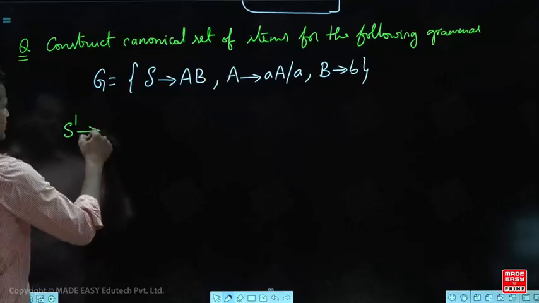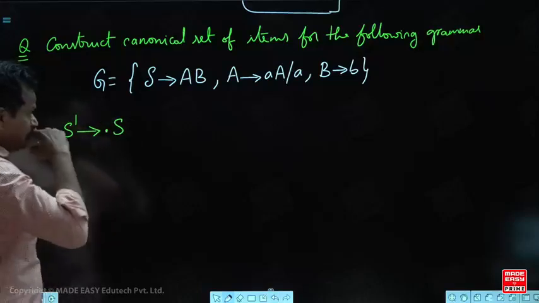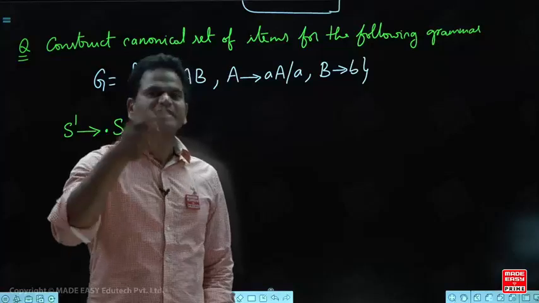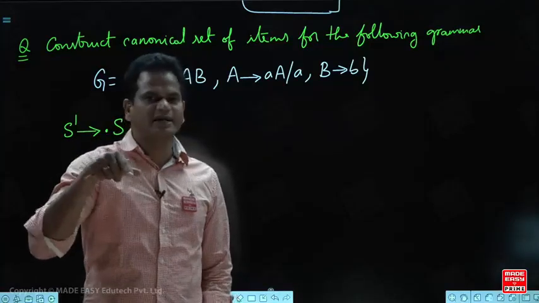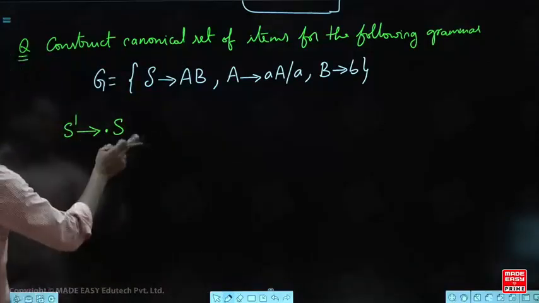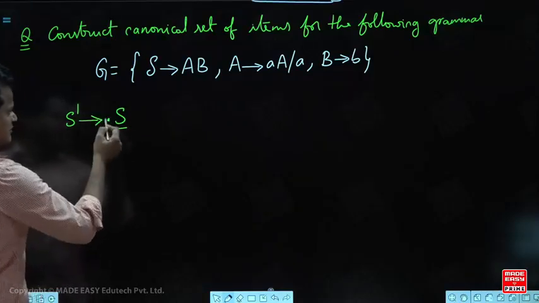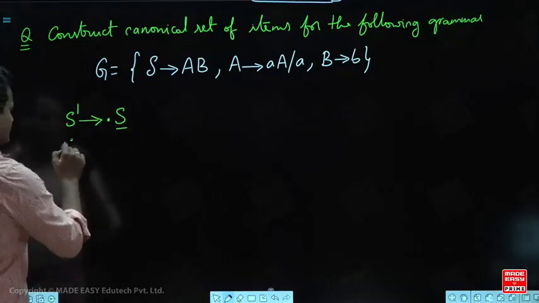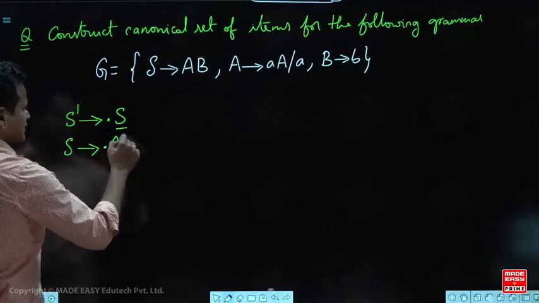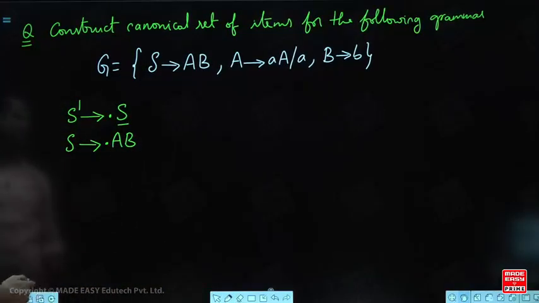initially, you remember we add S dash derives dot S. Whatever the grammar is, whatever the start symbol, you just take that start symbol and add S dash. If E is the start symbol, you add E dash. E dash derives E, S dash derives S, like that. So S dash derives dot S, and the dot is before S, which is a non-terminal. So because the shift symbol is a non-terminal, we must add every production of this non-terminal S. That is the reason I have added the S production here, S derives dot AB.